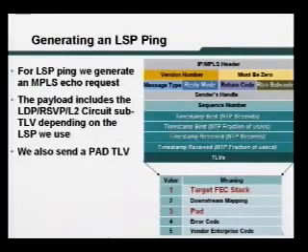So the first one we have is, now we have learned what goes into the LSP ping and what all the contents are. Now let's generate this LSP ping and put it into use. When I first generate an LSP ping packet, I would generally use the target FEC stack TLV. And also by default, we would include the pad TLV. So let's take a very common example.